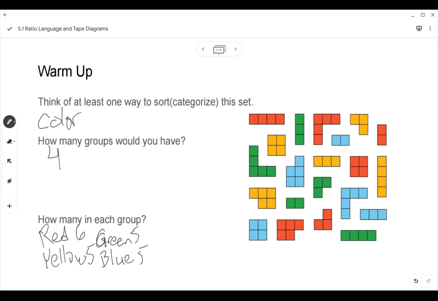And we can sort them by other things. We can sort them by shape. We can sort them by number of blocks. And we could decide all kinds of different groupings here.